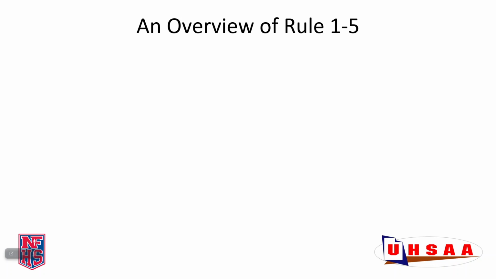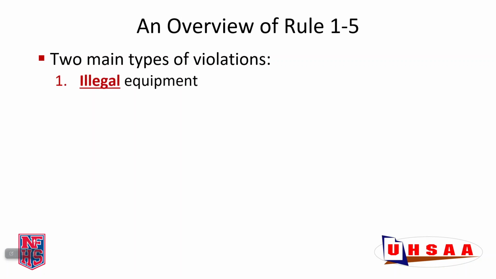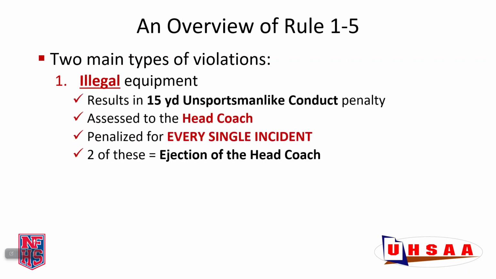We're going to cover things that we covered in the previous presentation and added a few more things for you to take note of. First of all, realize that Rule 1.5 violations fall into two main categories. The first is illegal equipment, and this one results in a 15-yard unsportsmanlike conduct penalty assessed to the head coach for each and every incident of illegal equipment that is found. Two of these will result in ejection of the head coach, and then when a new coach takes over, if more violations are found, that will go to whoever is now coaching the team. So they can get an unlimited number of these.